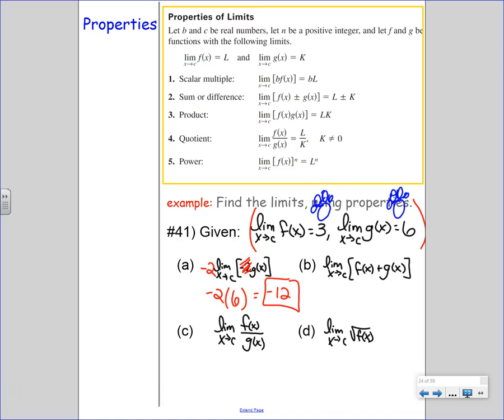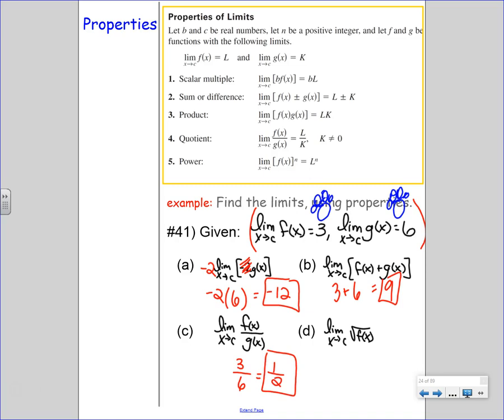As you guys are writing, you should have gotten to the sum or difference one yet. What do you think I'm going to be able to do for letter B then? If it says the limit as x goes to c of f plus g, just add them. 3 plus 6 is... If it was a minus, I would have subtracted them. I like these problems. Letter C, if you've gotten to the quotient property yet, what do you think we're going to do? Just 3 over 6. Just divide them.